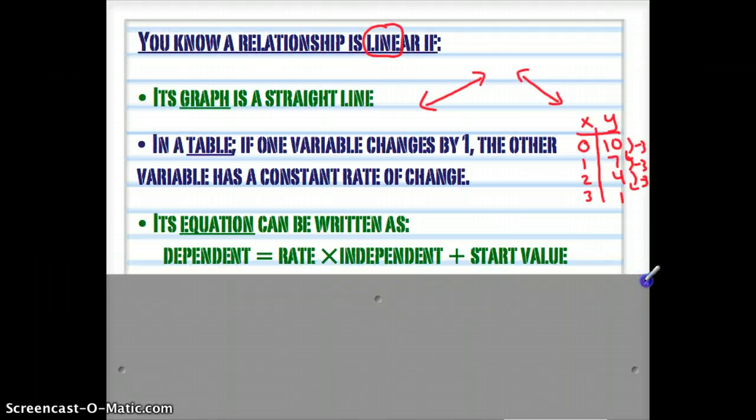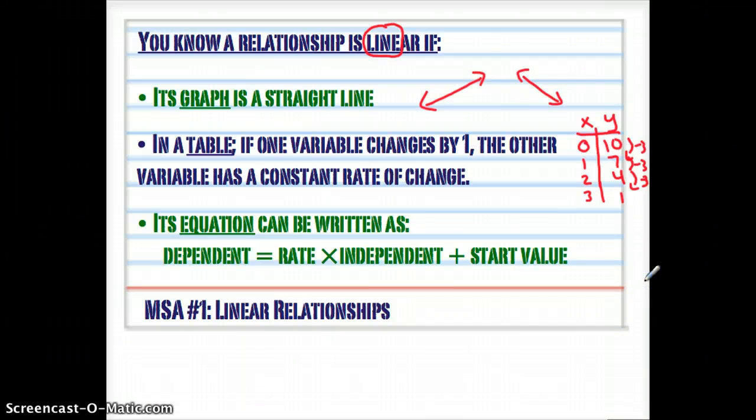In an equation, you can write it like this. The dependent variable, which is usually y, think about your xy axis. Okay, so the y usually equals the rate times the independent variable, which is usually x, plus the start value. So like in the example before, the rate would have been -3 because it was going down by 3 every time. And the start value, when your table starts and x is 0, y is at 10. So your start value is this.